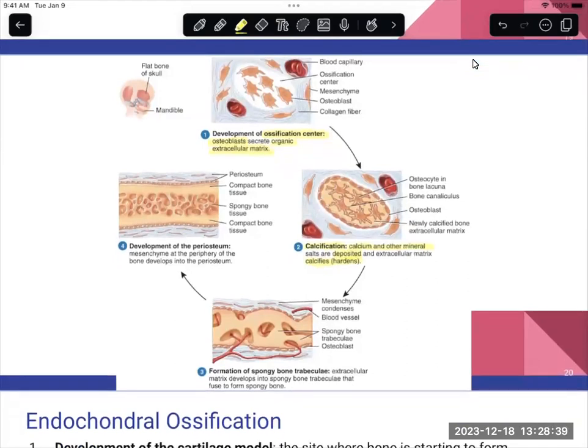As this bone gets formed, bone always starts as spongy bone. So we're going to build spongy bone. From this spongy bone, we're going to start to develop that periosteum. So that outer layer with that compact bone on each side and spongy bone in the middle.